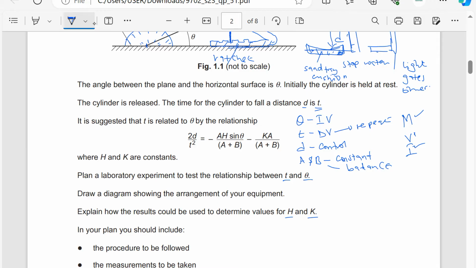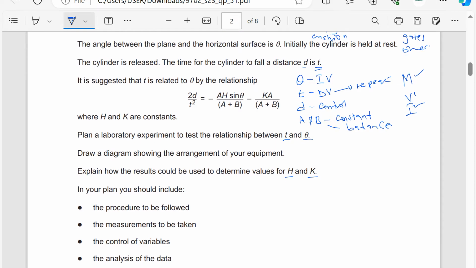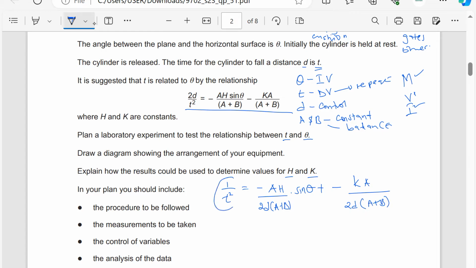So first of all, I have to see which graph I am going to plot. I must make sure that on the x-axis I have the independent variable. On the y-axis I should have the dependent variable or something related to the dependent variable. So from this expression, I will take d the other side, 2d the other side, and I remain with 1 over t squared being equal to minus ah divided by 2d into a plus b times sine of theta, plus minus ka divided by, remember I'm dividing everything by 2d, so this will be 2d into a plus b. So I can plot a graph of 1 over t squared.